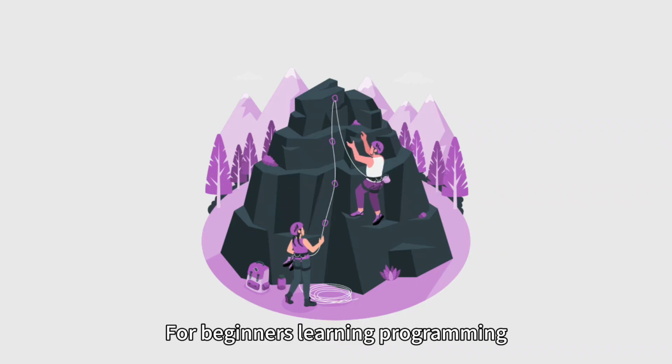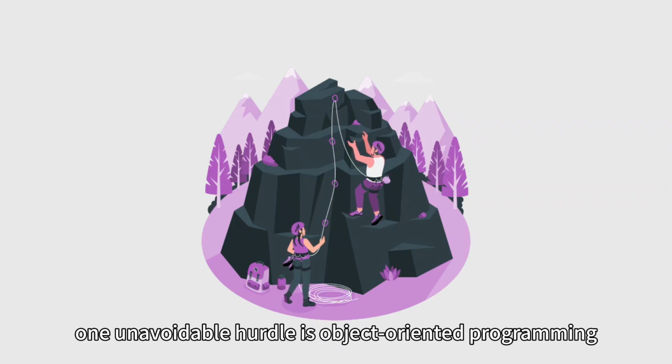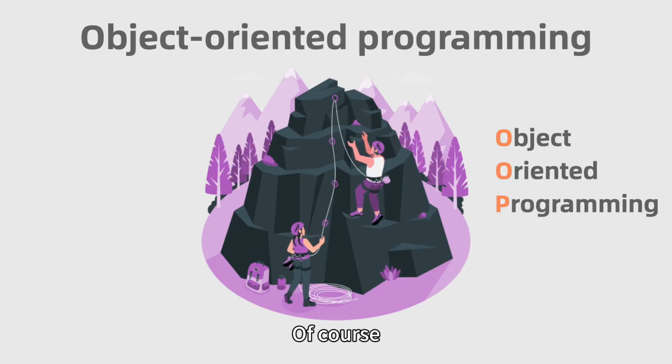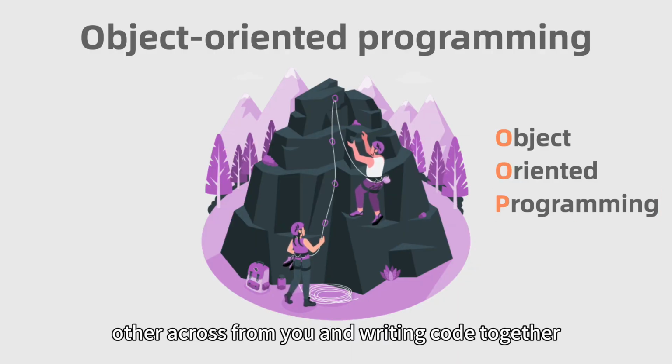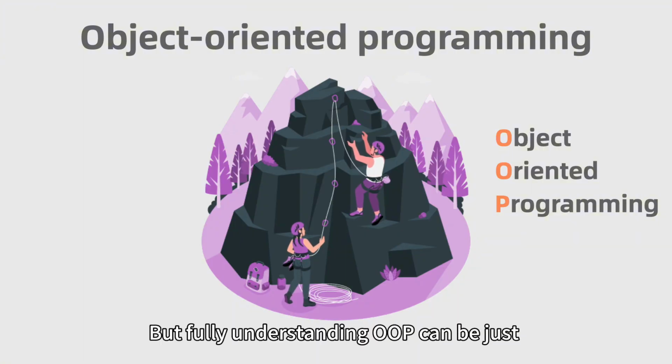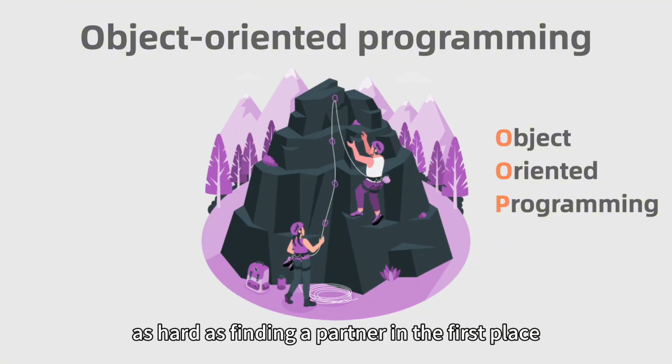For beginners learning programming, one unavoidable hurdle is object-oriented programming, also known as OOP. Of course, it doesn't mean sitting your significant other across from you and writing code together, but fully understanding OOP can be just as hard as finding a partner in the first place.